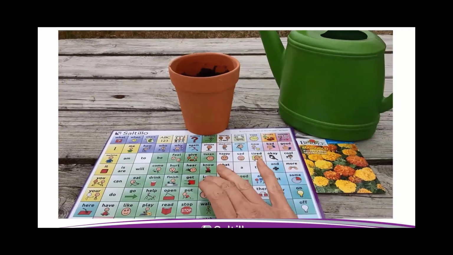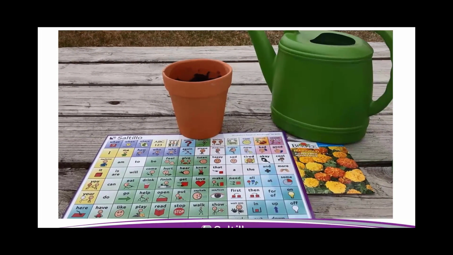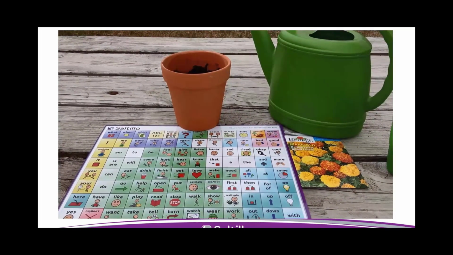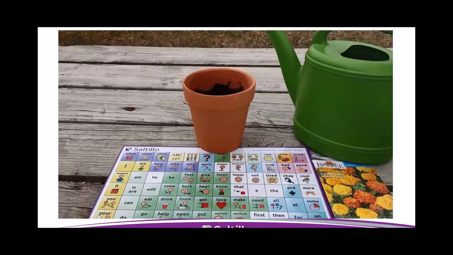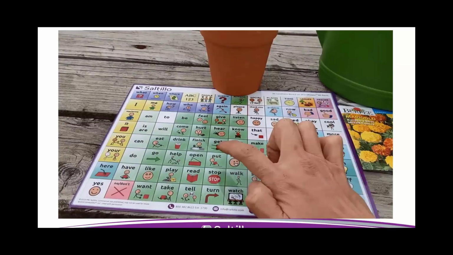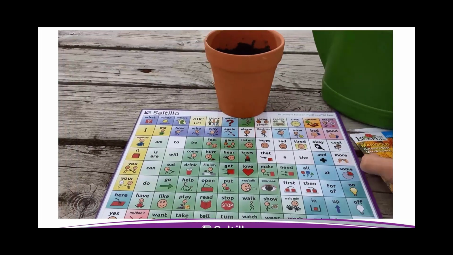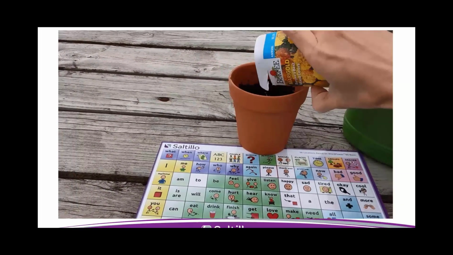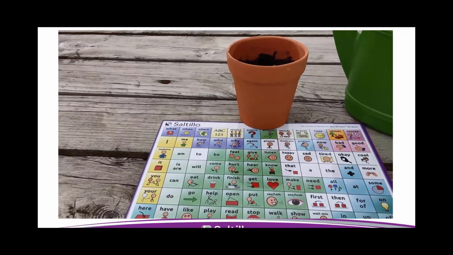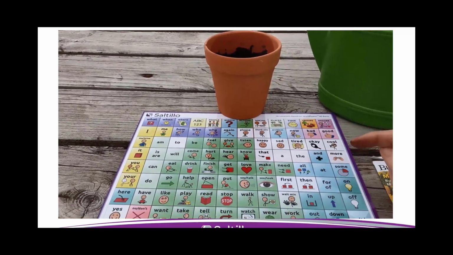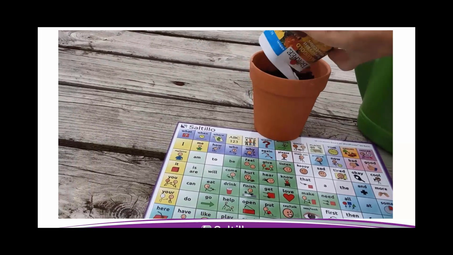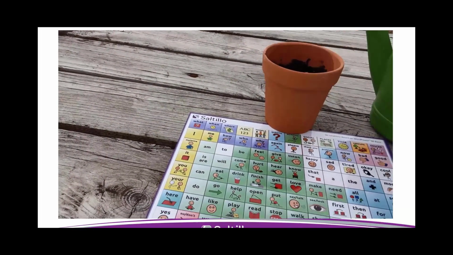I love springtime. I love it. I really love yellow flowers. I love yellow marigolds. What should we do with the flowers? First, let's make a hole in the dirt. We're going to put the seeds in the dirt. We're going to put them in. Put more. What do we need? We need more seeds. Put more in.